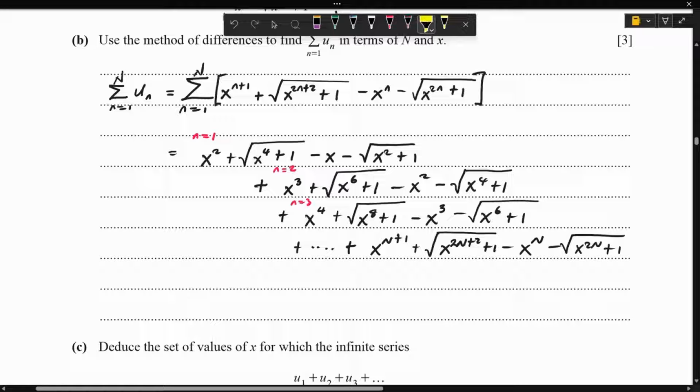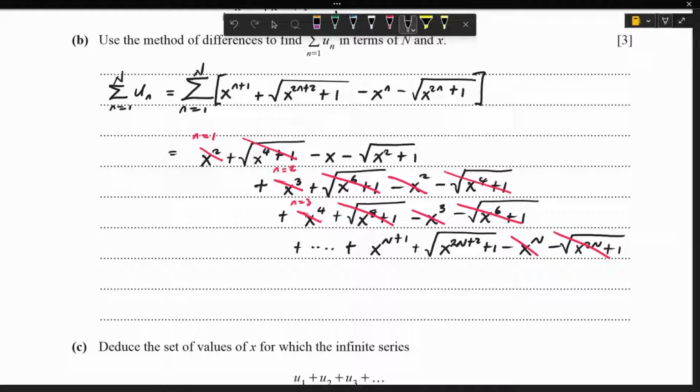Alright, now you can see that x squared adds up with minus x squared to give us 0. x to the power 4 plus 1 under the square root, minus this, also adds up to give us 0. So this term adds up with this one to give us 0, and also this term minus this term gives us 0. All these terms will add up to each other to give us 0, and so will this term and this term be added with other terms to give us 0.